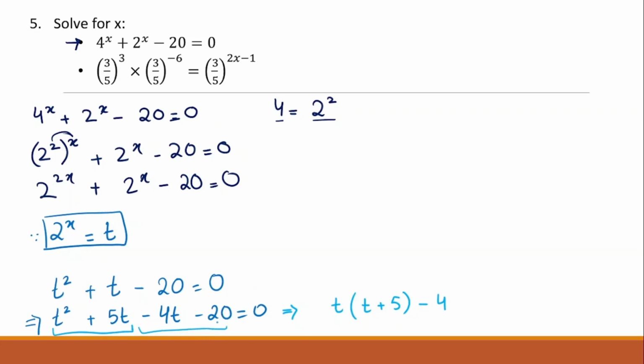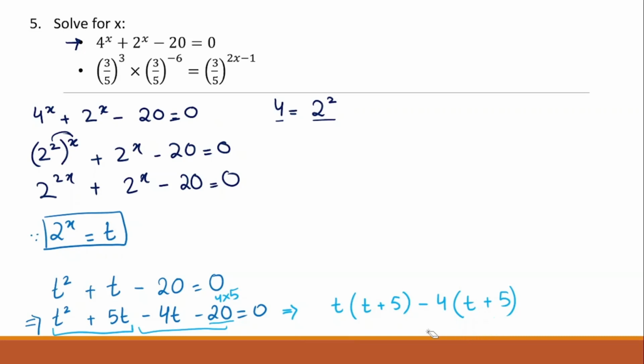Why we have taken minus 4 common? Because 20 is 4 multiplied by 5. So we have taken negative 4 as common, and we can write t plus 5. Yes, t plus 5, not t minus 5, right? This is because if you multiply them together, you will get negative 40, negative 20. You will get the same thing.